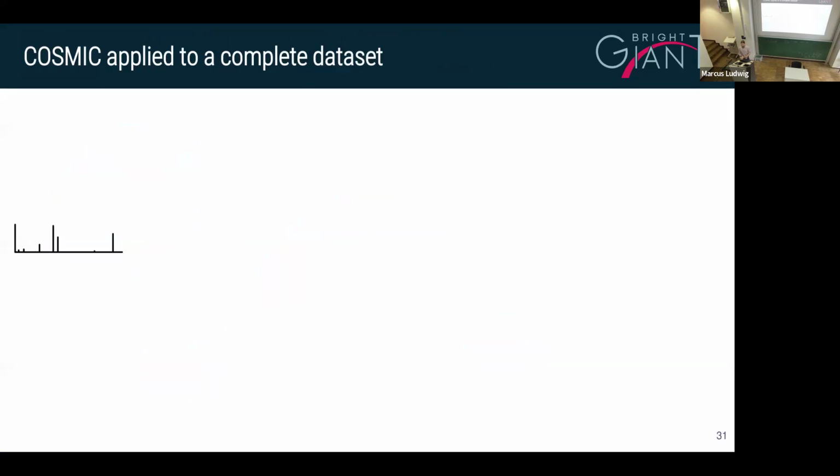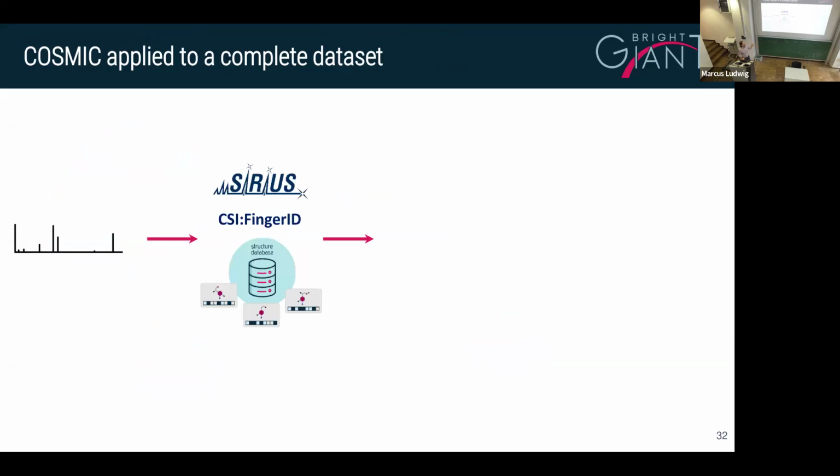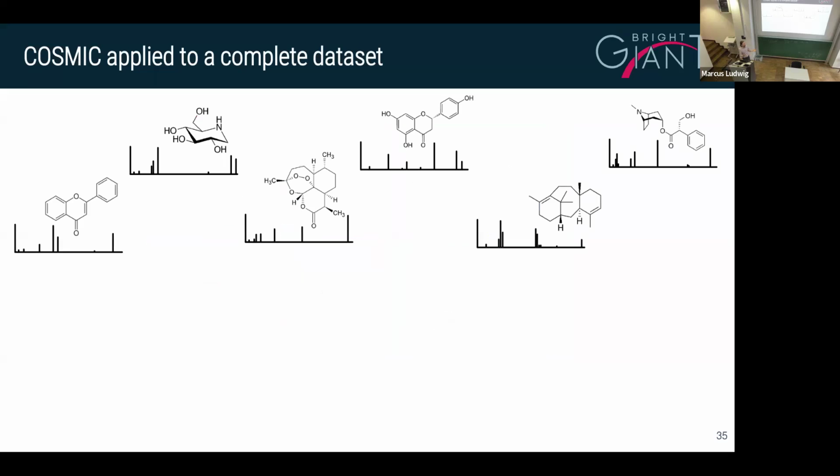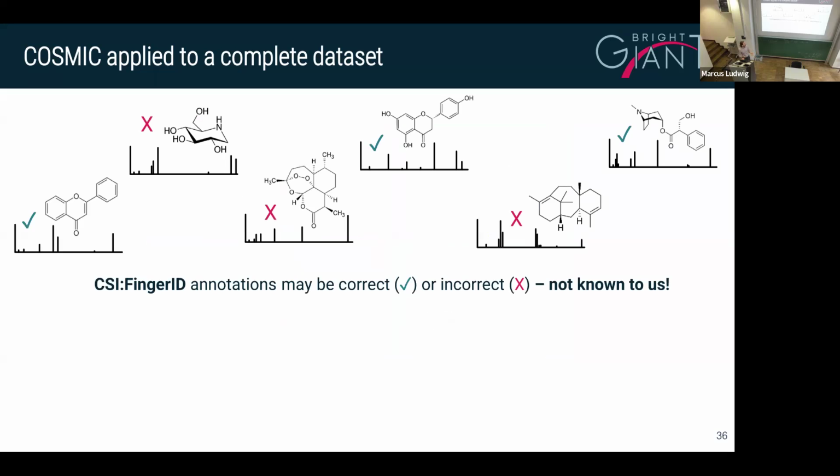So what basically we want to have is we have here a spectrum. We do molecular structure annotation with Sirius and Sirius finger ID. So we have now our structure candidates ranked by score, and we just take the best scoring structure as our hit for this feature. But like I said, we not only have one feature, we have many of them. Some of them are correct, some of them are incorrect, and we don't know which. So we need to have some kind of score which differentiates now the correct and the incorrect hits.